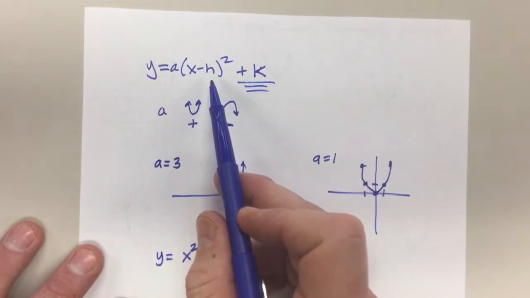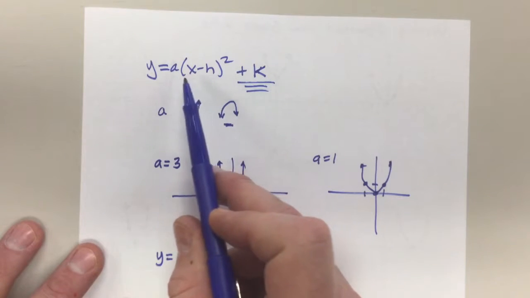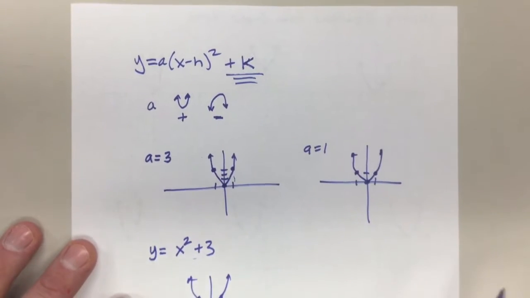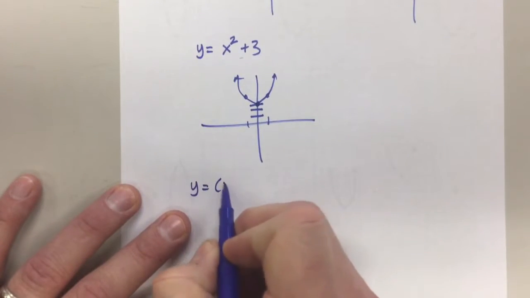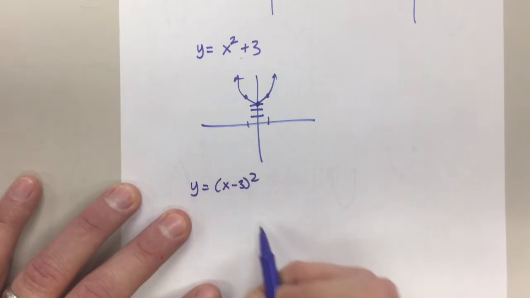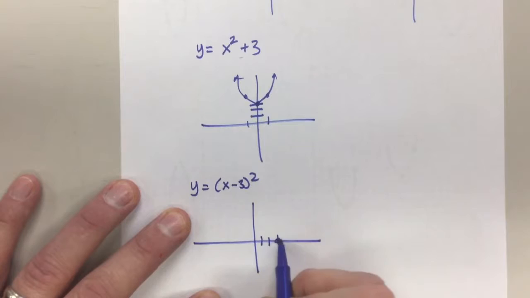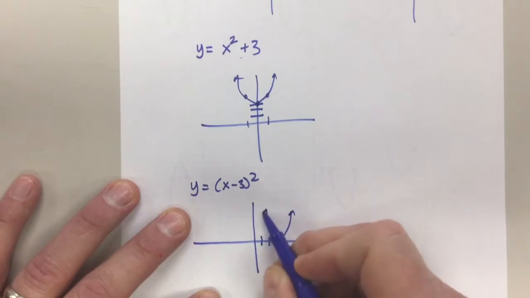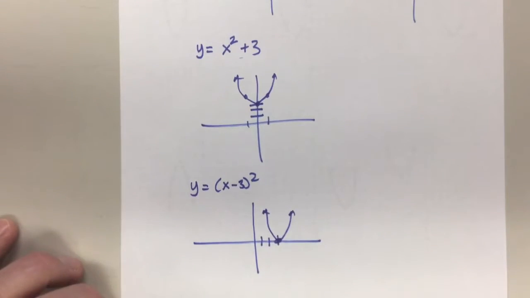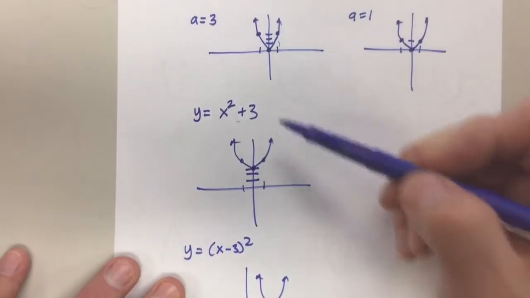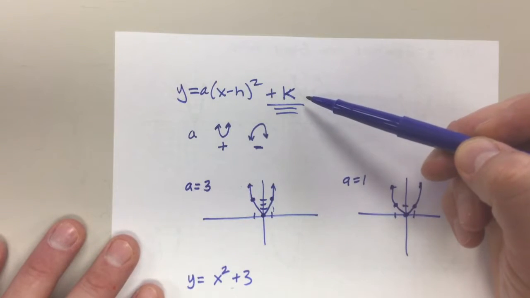The h part of the equation moves the parabola left and right. And remember, the stuff in parentheses always has the opposite effect on the parabola. So if we had this equation, x minus 3 squared, the effect of the minus 3 is that it moves the parabola 3 to the right. And if it was x plus 3, it would move the parabola 3 to the left. Now that's different from the effect of the k in the equation.